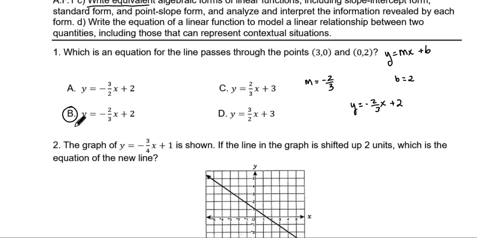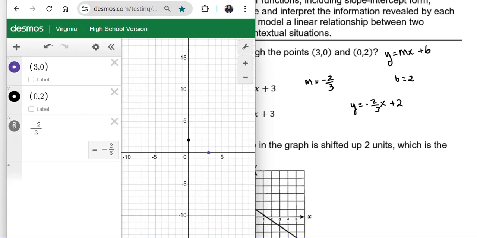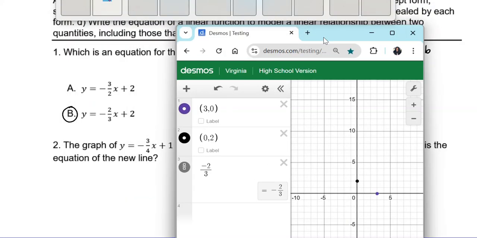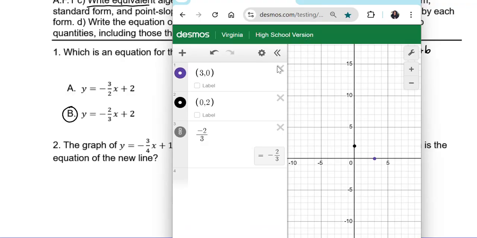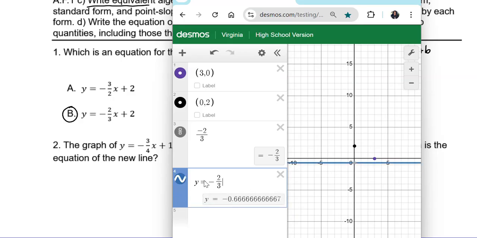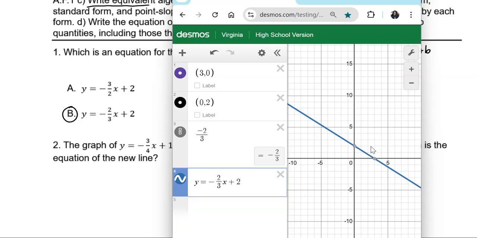I can also go ahead and confirm this by putting it in Desmos, plugging the equation in. y equals -2 over 3 x plus 2. Yep, see, that's the equation of the line. It's going through these 2 points.